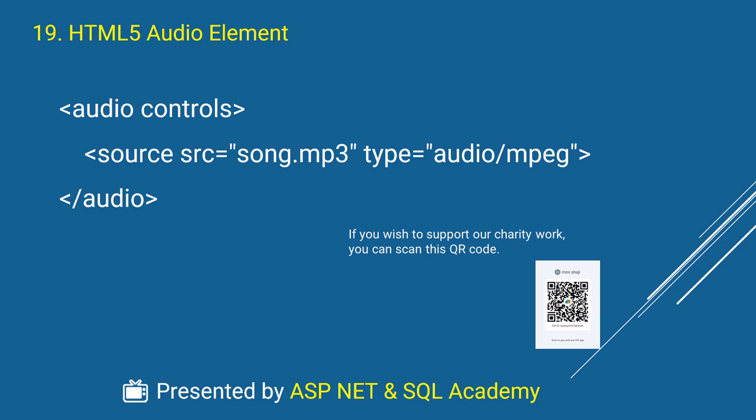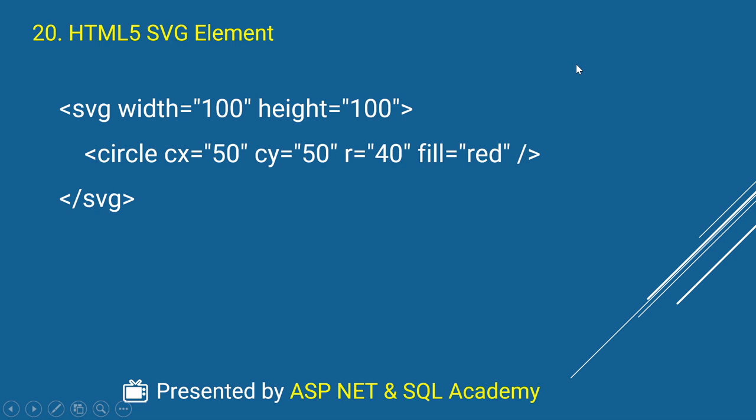The HTML5 audio element is used to embed audio content in a web page. It provides a way to play audio without requiring a plugin. The HTML5 SVG element is used to create scalable vector graphics. It is often used for logos, icons, and graphics.